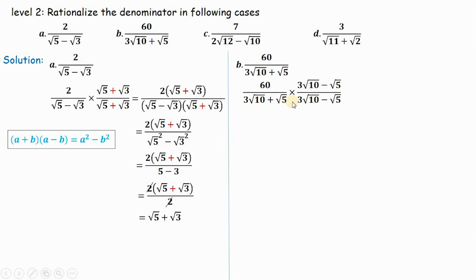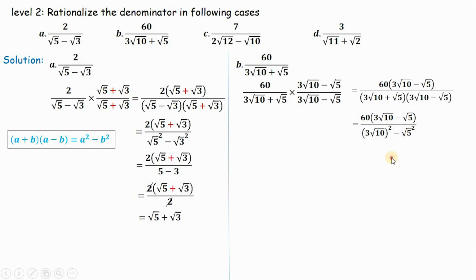So such numbers are called conjugates, or we can say 3 root 10 minus root 5 is the conjugate of 3 root 10 plus root 5, or you can say a rationalizing factor. So we'll multiply this. We'll get 60 into 3 root 10 minus root 5, and in the denominator we have used the identity a plus b into a minus b. So you'll get 60 into 3 root 10 minus root 5, and a square, that is 3 root 10 whole square, minus b square, that is root 5 square.